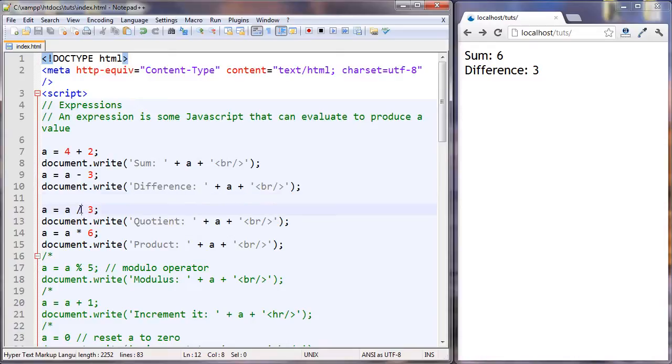So this is the division operator. This is the multiplication operator. Let's take a look at those guys. So last we had A is set to 3 here. A equals 3 over 3, which is 1. And then we have 1. A is set to 1 times 6, which is 6. Okay, those are pretty easy, so let's keep going.